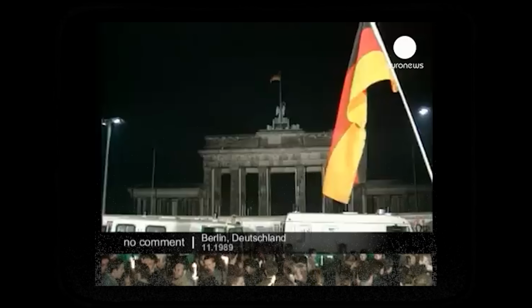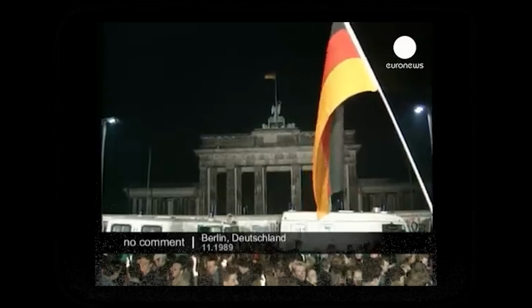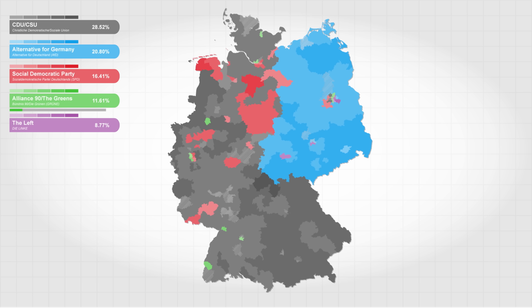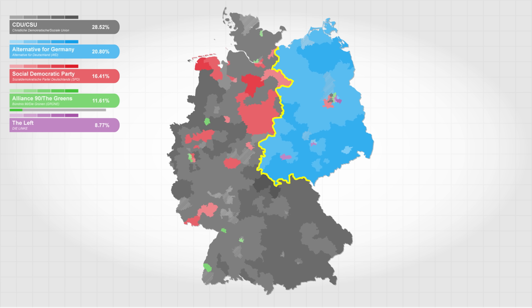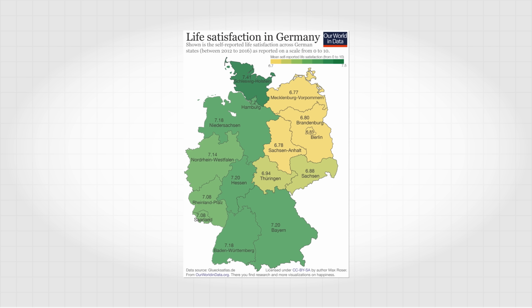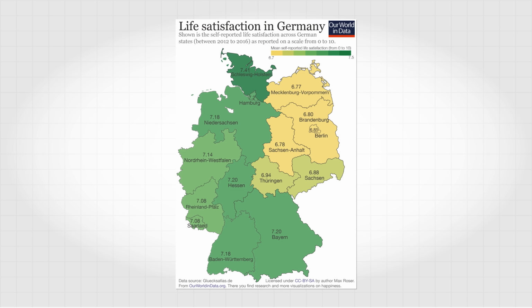And then we get to the origin of the word, which is Germany. After all, the Berlin Wall fell in 1989. Germany was reunified in 1990, and yet the divide between East and West Germany is still stubbornly visible in economic indicators, political preferences, even birth rates.